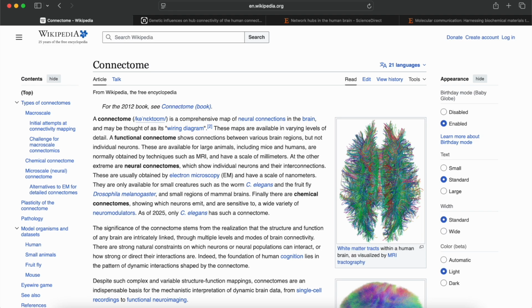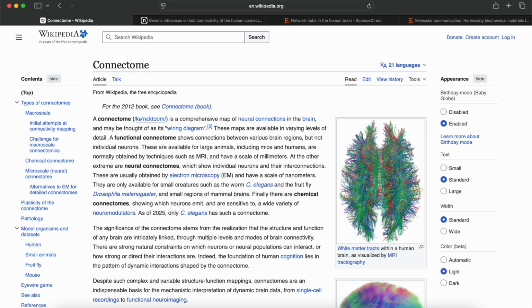A connectome is a comprehensive map of neural connections in the brain and may be thought of as its wiring diagram. These maps are available in varying levels of detail. A functional connectome shows connections between various brain regions, but not individual neurons. These are available for large animals, including mice and humans, and are normally obtained by techniques such as MRI, and have a scale of millimeters.